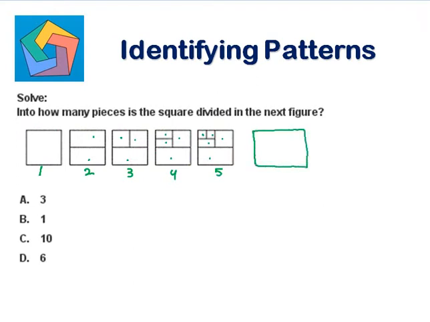And the figure should look like this. This should be an extra line. So 1, 2, 3, 4, 5, 6. 6 pieces. Which is the answer in the D part. We can highlight it.